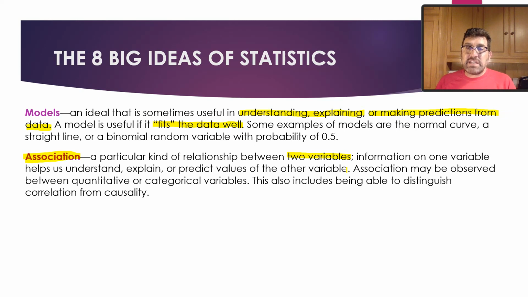So the association may be observed between quantitative or categorical variables. Now, remember, quantitative measures quantities, and categorical measures, for example, male, female, two categories. This also includes being able to distinguish correlation from causality. You distinguish correlation from causality through association.